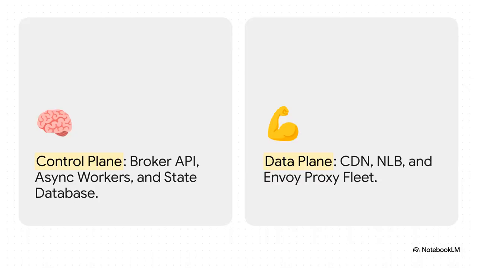It's all about the brain versus the muscle. This is how Ruvamco separates its concerns. The control plane is the brain. That's your broker API, your async workers pulling from a queue, and your state database.